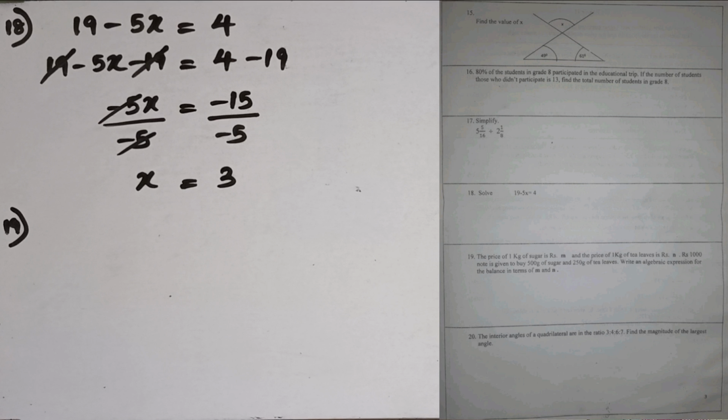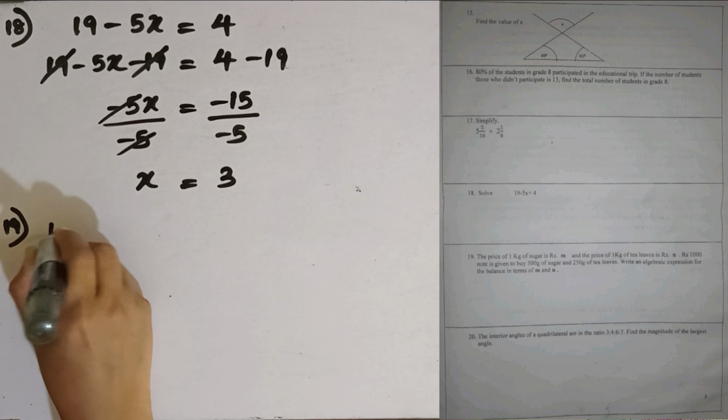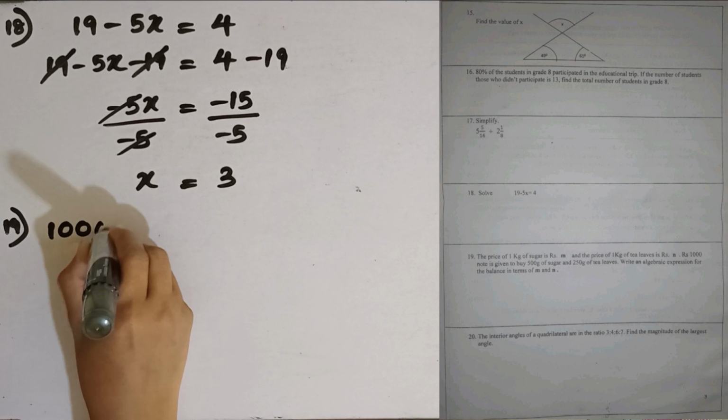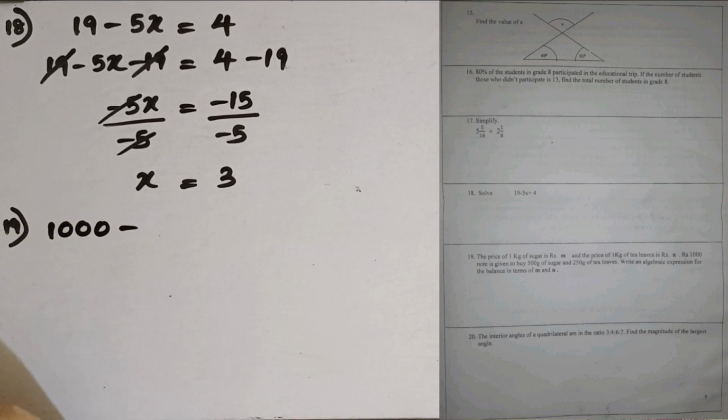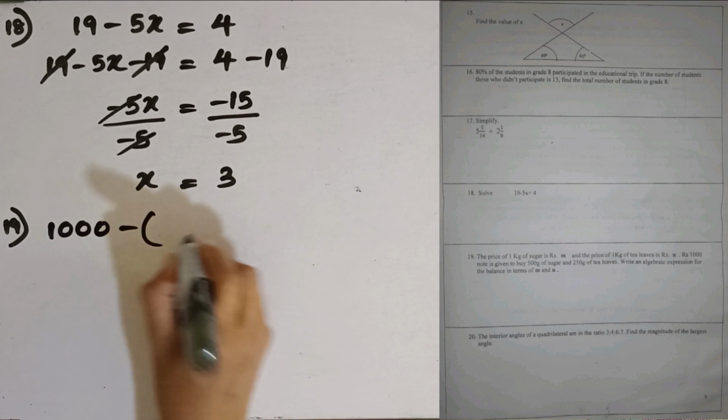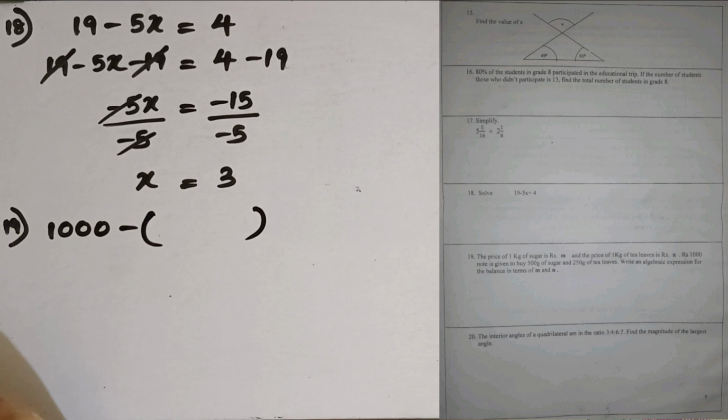The value of 500 gram of sugar and 200 gram of tea leaves, the price of those two items should be subtracted from 1000. Then we have to write first 1000 minus. Then the other two should be indicated within a bracket.